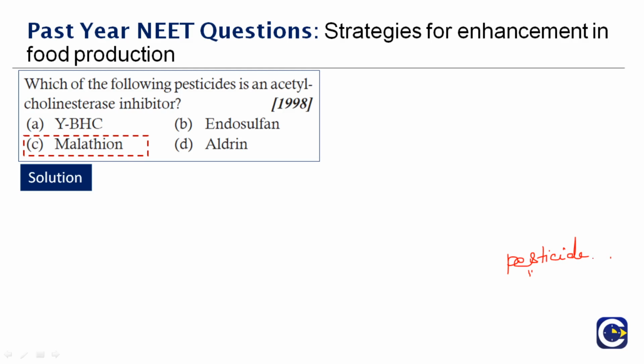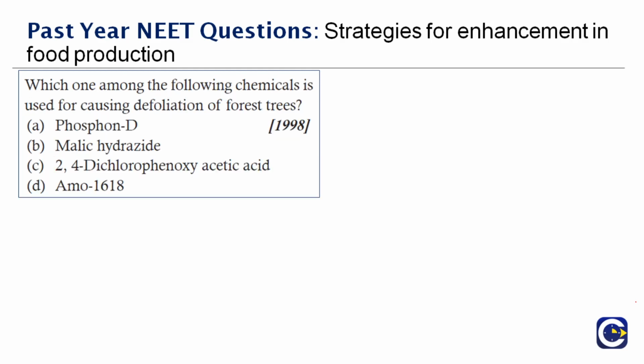It is widely used in agriculture, residential, landscaping, public recreation areas, and many other areas also. The formula for this is C10H19O6PS2, and this is soluble in water. Is malathion harmful to humans? Malathion is of low toxicity. However, absorption or ingestion into the human body readily results in the metabolism of malathion, which sometimes becomes overtoxic. Therefore, the right answer to this question is option C. Next question here. Which one among the following chemicals is used for causing defoliation of forest trees?